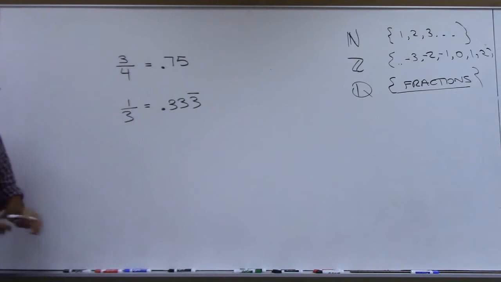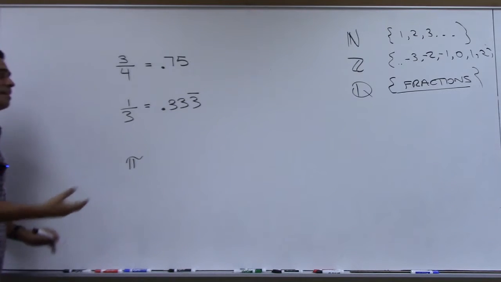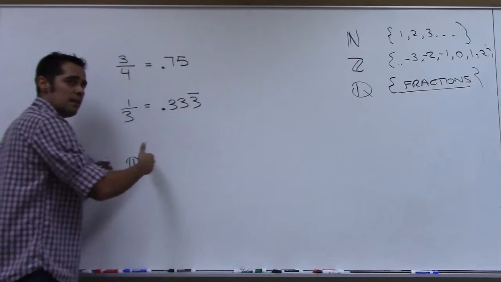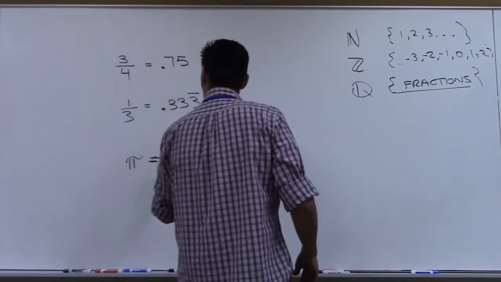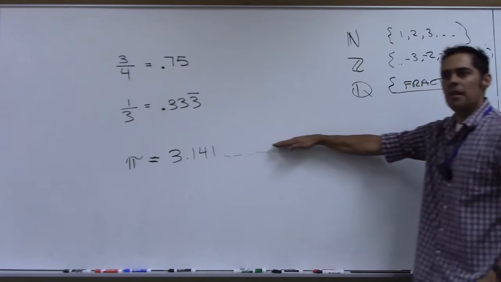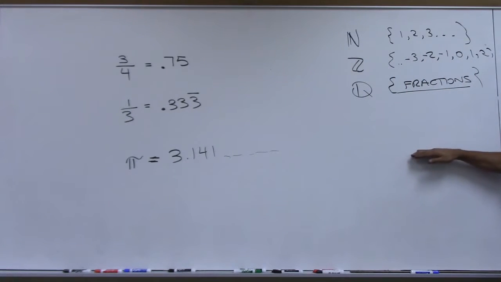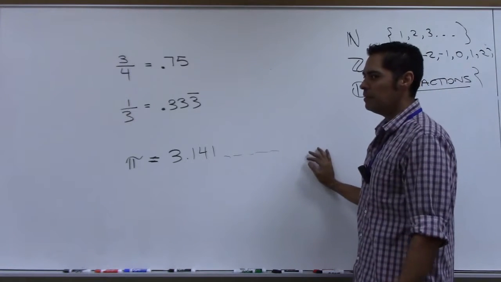Irrational numbers like pi, what makes them irrational is that they never stop as a decimal. They never stop. So I'll say pi is equal to 3.141, and it keeps going, right? But the thing is, it doesn't have a pattern to it. There is no pattern. Y'all with me or not?